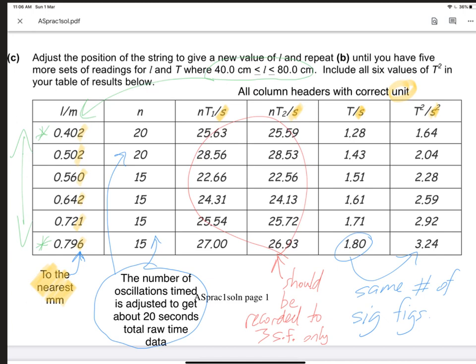Realistically, it should really be only given to 3 figures because, of course, human reaction error is within the tenths of a second column. This hundredth of a second column is meaningless.